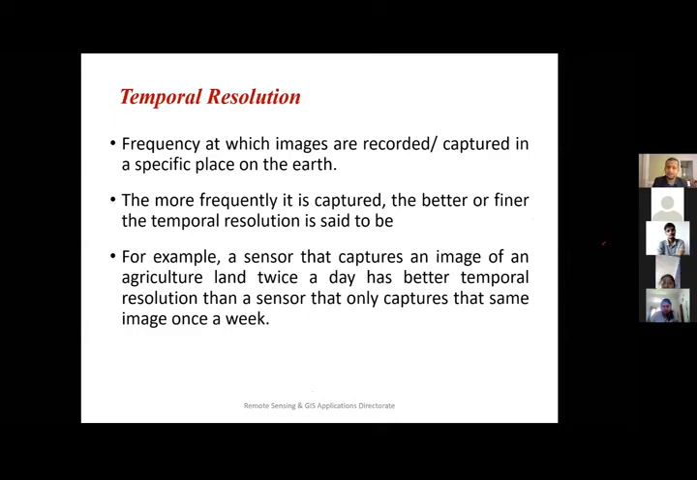We know that satellites are revolving around the Earth all the time, recording the Earth's surface at a point, and it comes back to the same point after a certain amount of time. This is called the repeatability of the satellite. So you have a number of data sets of a single point. The time difference between one set of data and the next set of data is called the temporal resolution, the frequency.